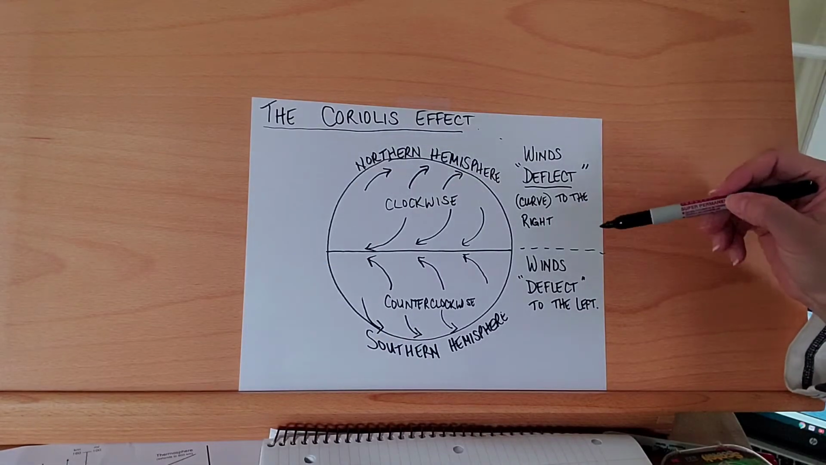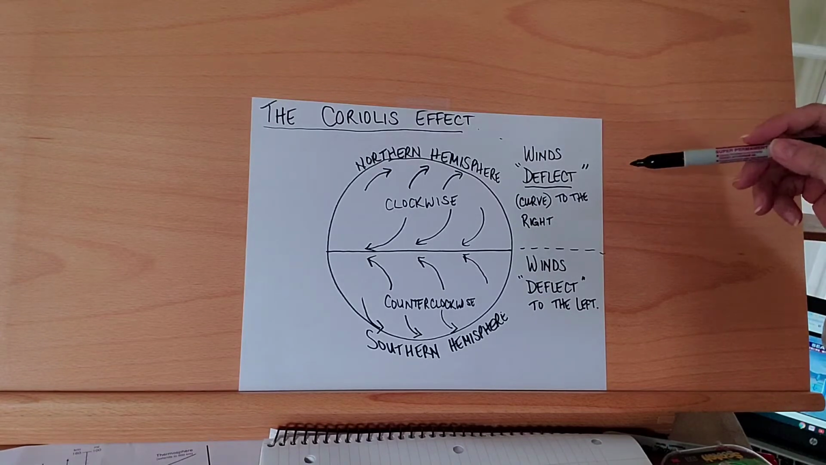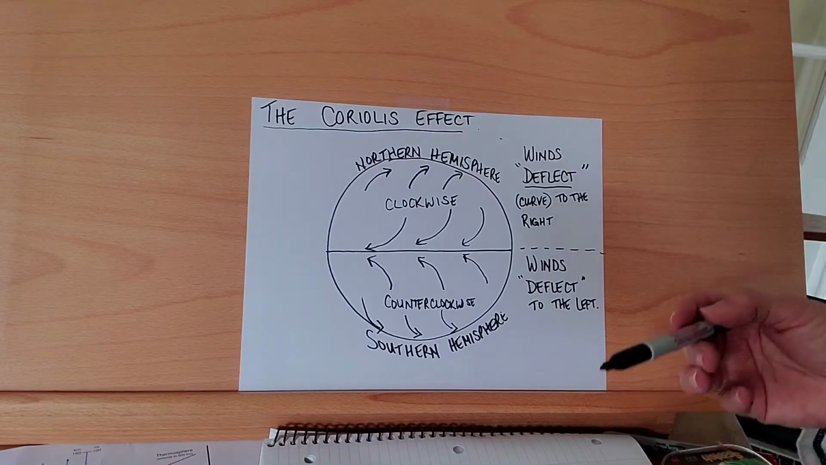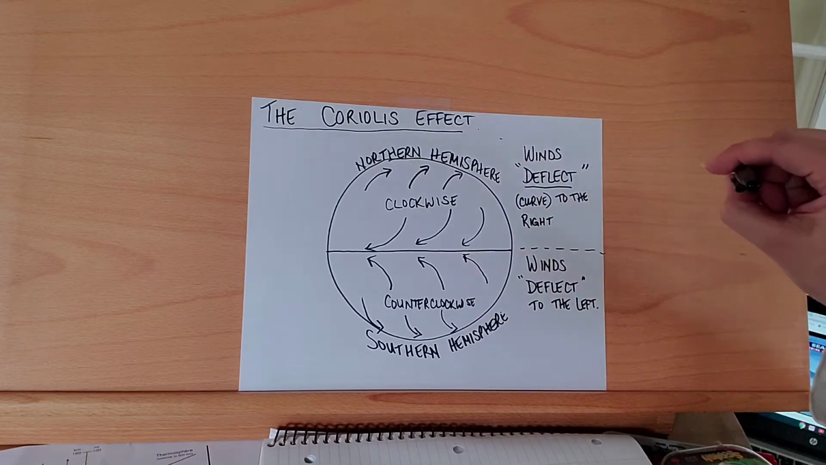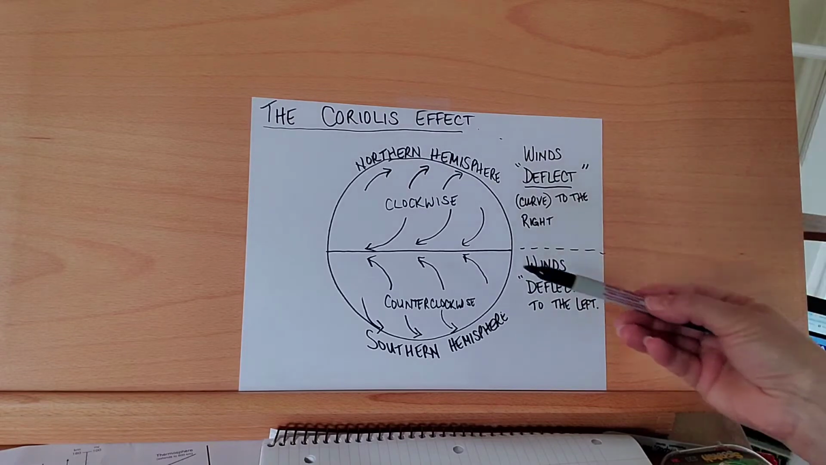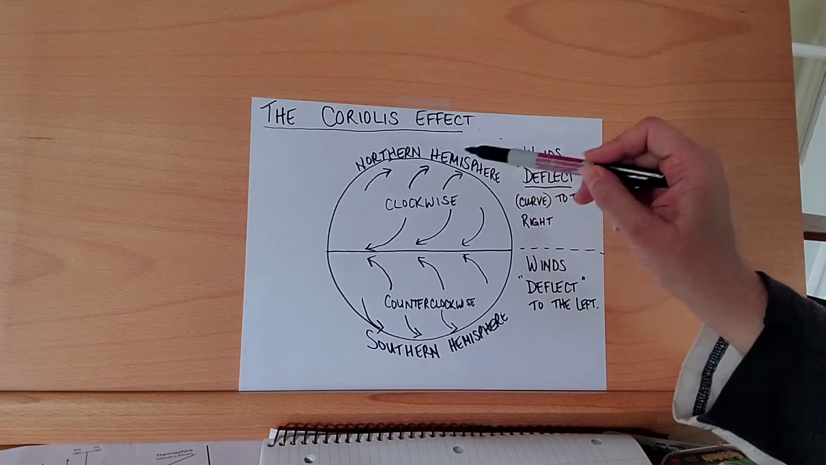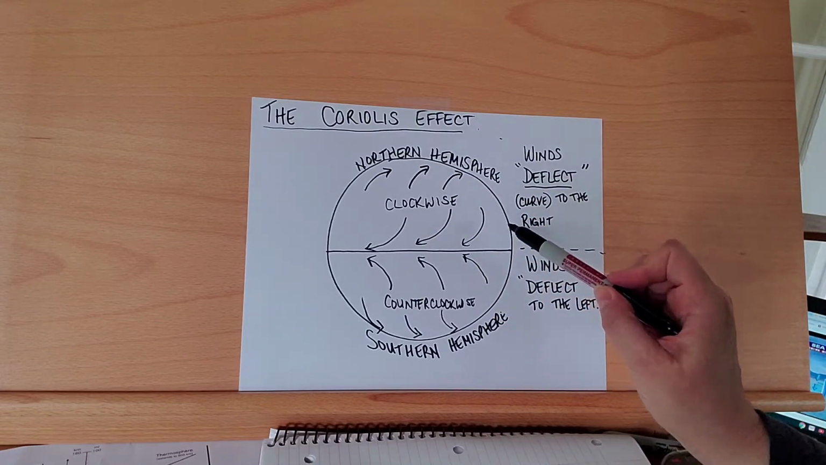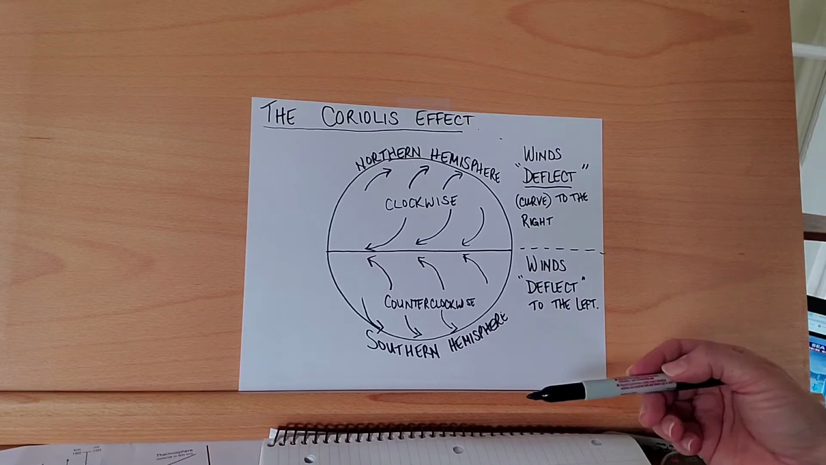I added a little bit of note right here. What that means is that winds will deflect. They're going to use the word deflect. What that means is that they curve to the right in the northern hemisphere, to the left in the southern hemisphere. To the right in the northern hemisphere, which is the same as saying clockwise. To the left in the southern hemisphere, which is the same as saying counterclockwise.